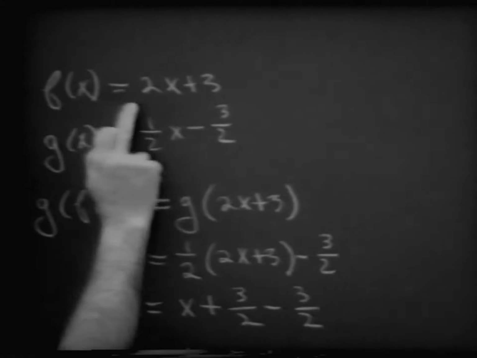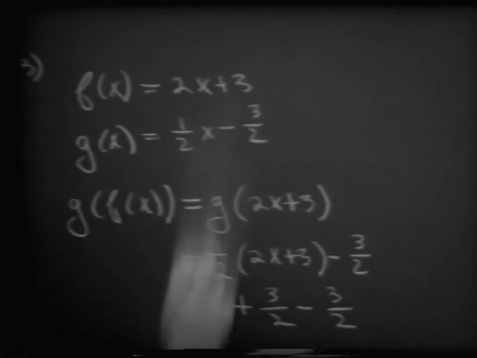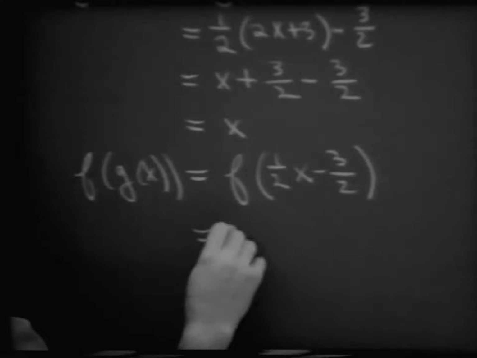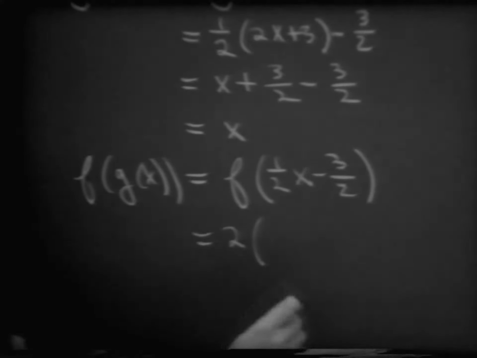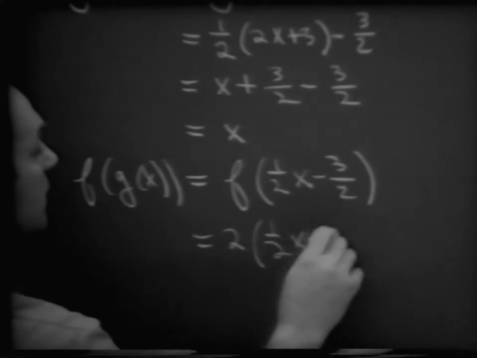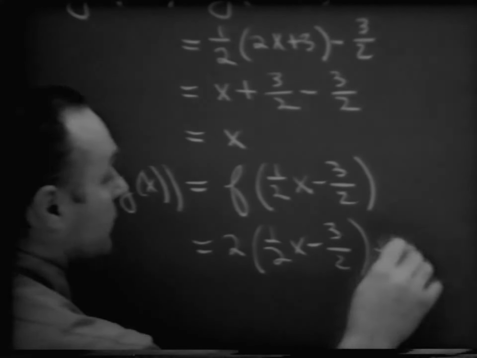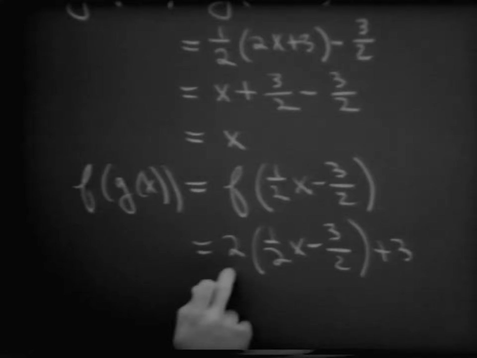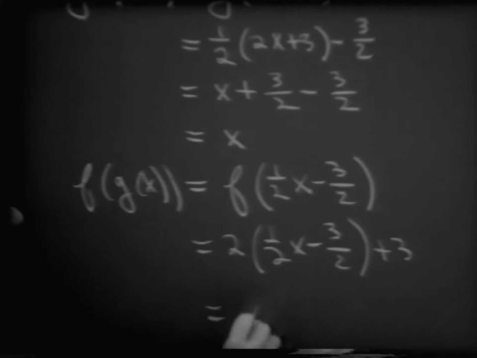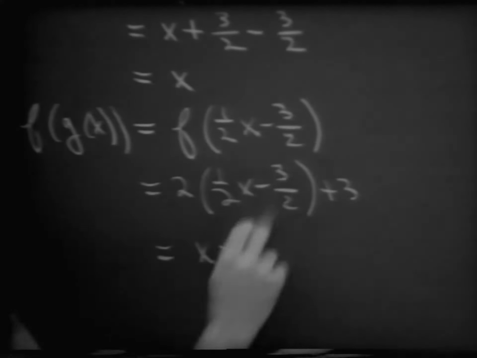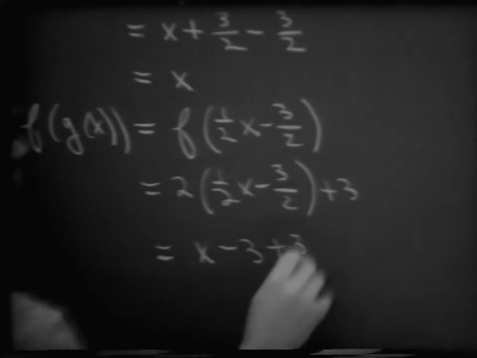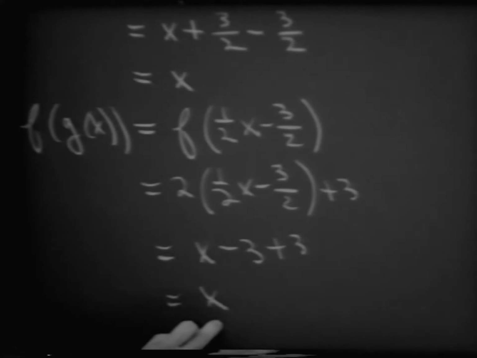where we have here f of star is equal to 2 times star plus 3. So it's going to be equal to what? 2 times 1/2 x minus 3/2, and now it's finally plus 3. Okay, now we have here twice 1/2 x is x minus twice 3/2 is 3 plus 3, and lo and behold, we end up with the same number x.